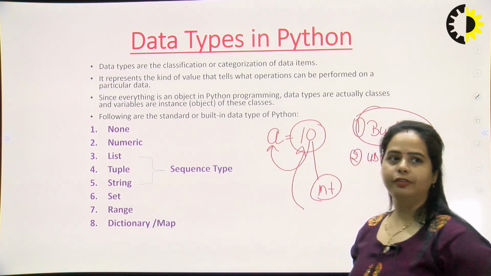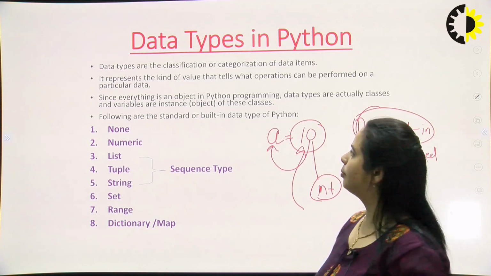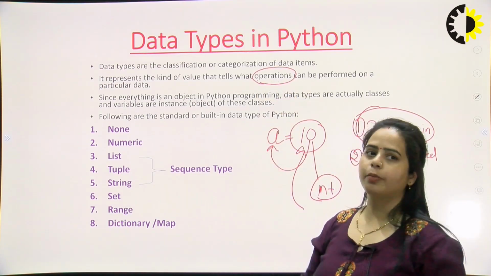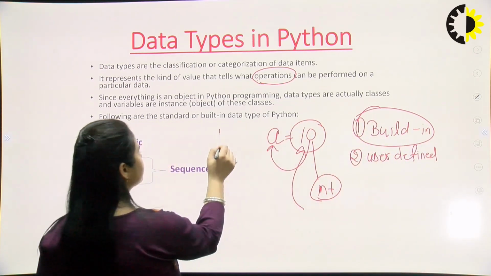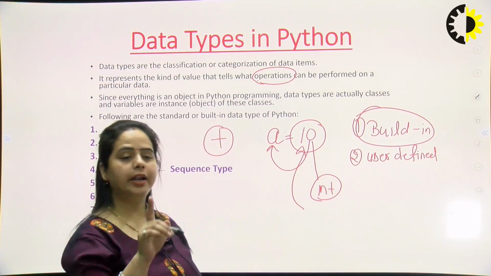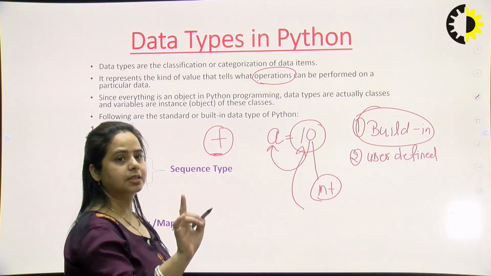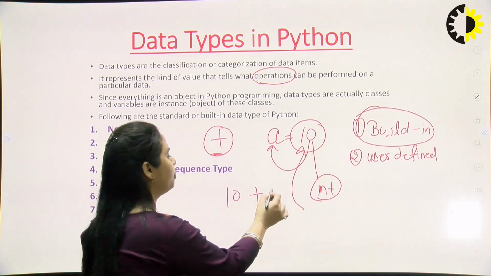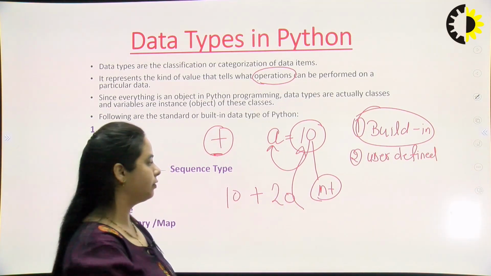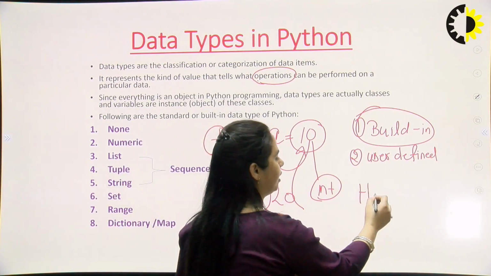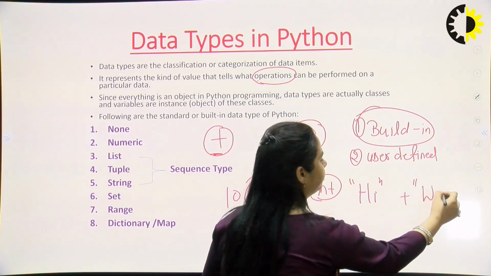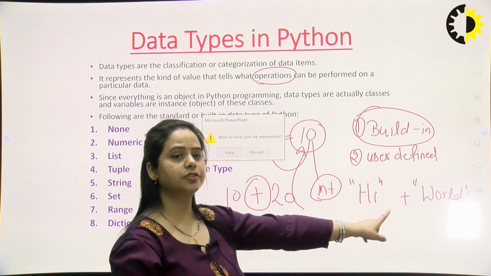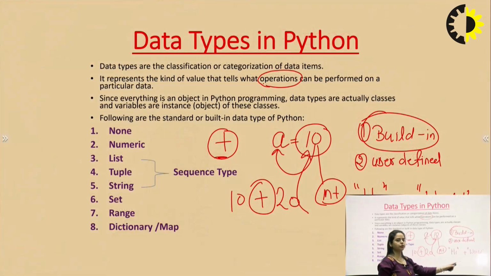Next, it represents the kind of values that tells what operations can be performed on a particular data. For example, this plus symbol: if we are using it for two integer values, then it is known as addition. If the same symbol we are using for two strings, for example, hi plus world, then this plus is known as concatenation for two strings. So if we are using this plus with integers, it is known as the addition operation. If we are using this plus with strings, it is known as the concatenation operation. So basically data types define the operation which we are going to perform.